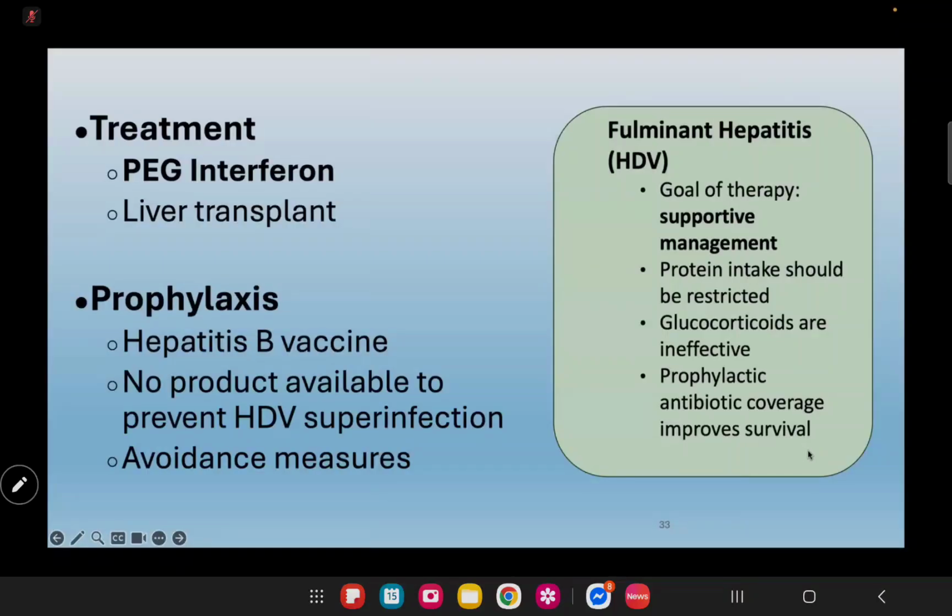Can I call Janelle Malaluan? Why do you think, Janelle, that we would restrict the protein in case of this type of hepatitis? Why would we restrict the protein, Janelle Malaluan? I hope you're still with us, Janelle.